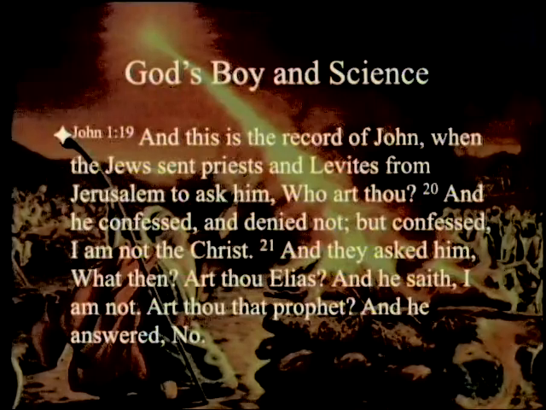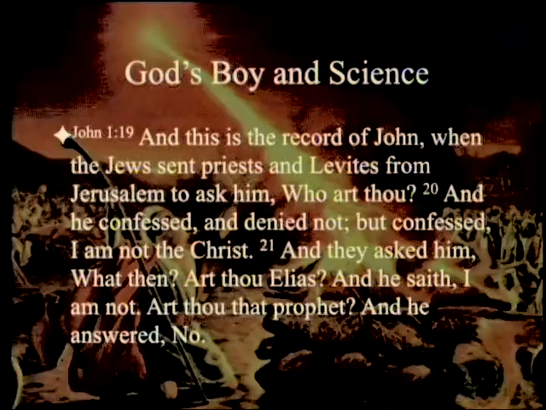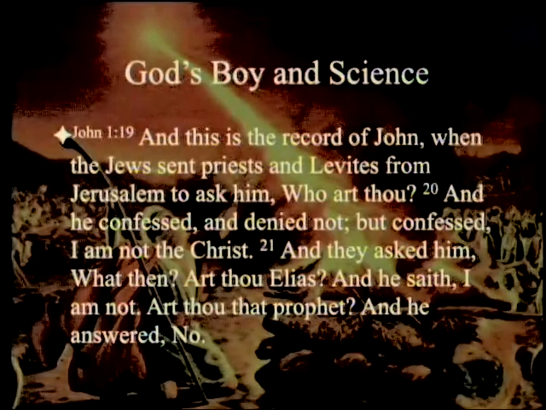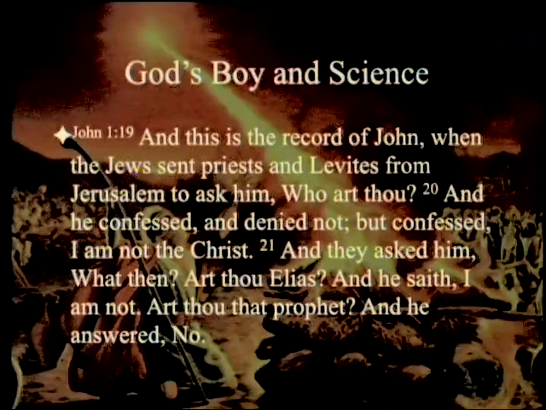Now, was John Elijah? Well, according to John 1:19, he claimed not to be. And this is the record of John: "When the Jews sent priests and Levites from Jerusalem to ask him, 'Who art thou?' And he confessed, and he didn't deny, but he confessed, 'I am not the Christ.' They asked him, 'Well, then, are you Elijah?' Eliyah. And he said, 'I'm not.' 'Art thou that prophet?' And he answered, 'No.'" And of course, he goes on to say, "I'm the voice of one crying in the wilderness."